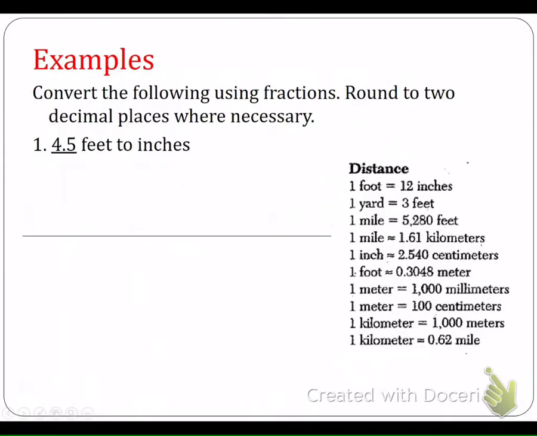So, here is our first example on conversions. So it says, convert the following using fractions.